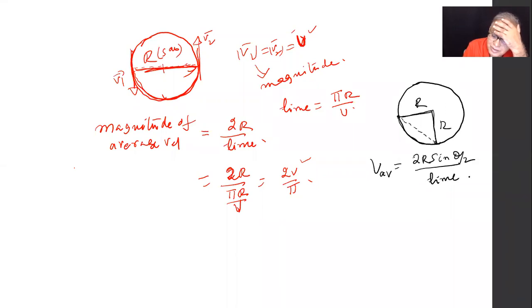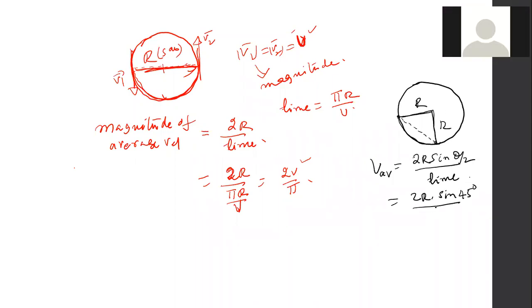I need not have to tell. 90 degrees means this is root 2r, you know, but I'm applying it here and showing it. 2r sine 90 by 2 is what? 45. I am not writing it deliberately. I'll write again: sine 45 is what? 1 by root 2. So what do I get? Root 2r by time.